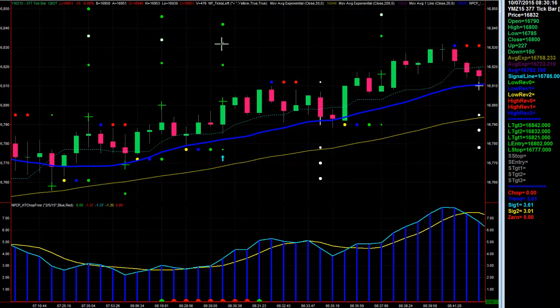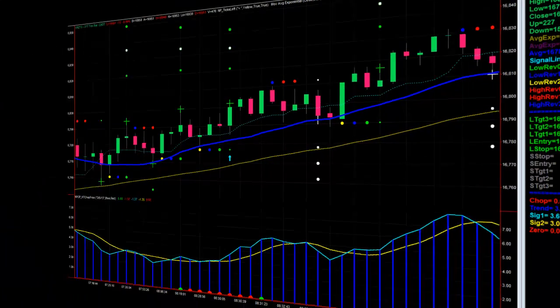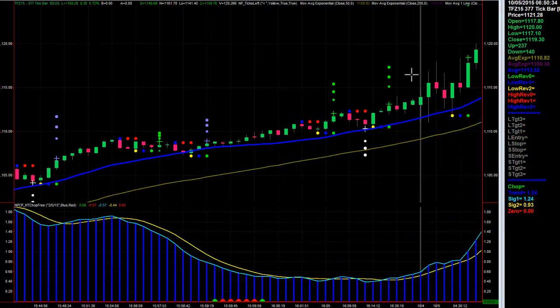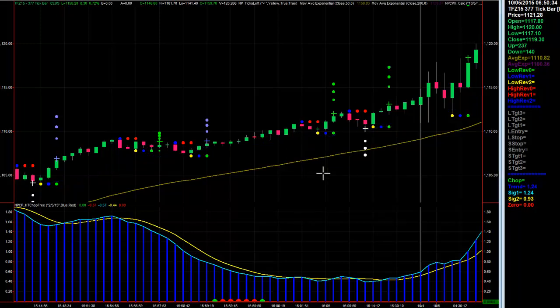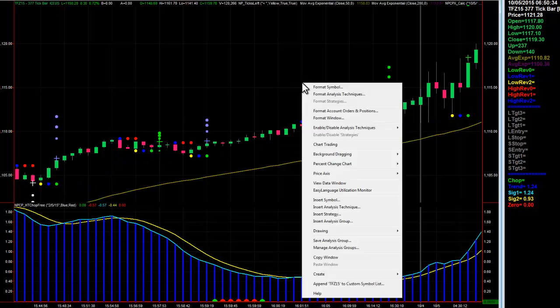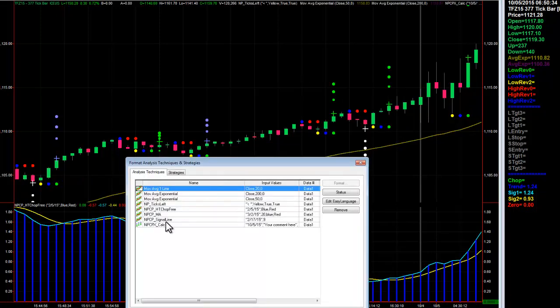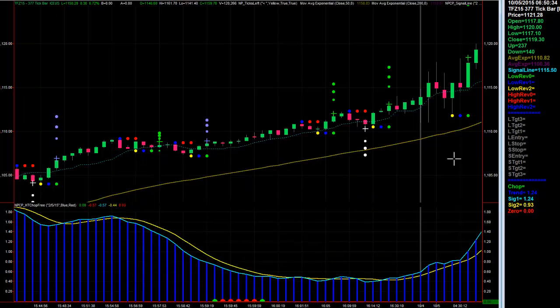Let's take a look at some Russell E-mini trades. All right, so here's the Russell E-mini, and I trade the Russell E-mini with standard mode. I don't use trend mode, so I'm going to remove this so it doesn't confuse us. Of course, we need a signal line. Not sure what happened to it. Let's put it back on. There we go. And this starts at 9:30.